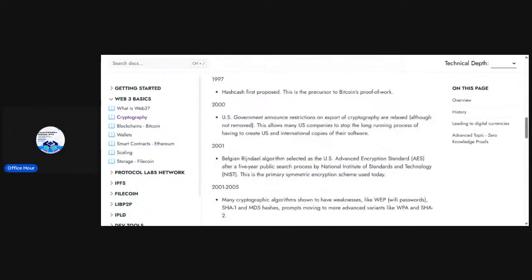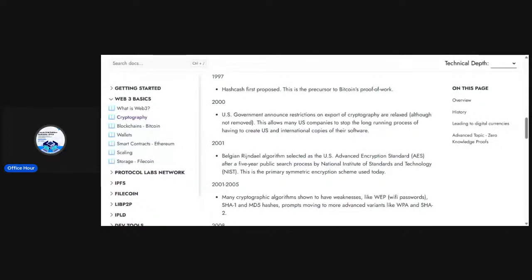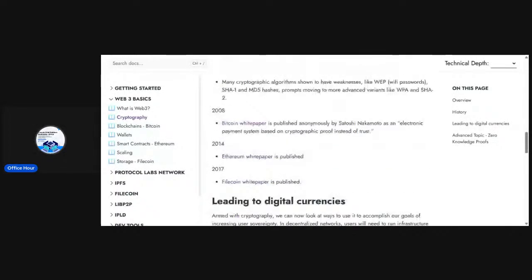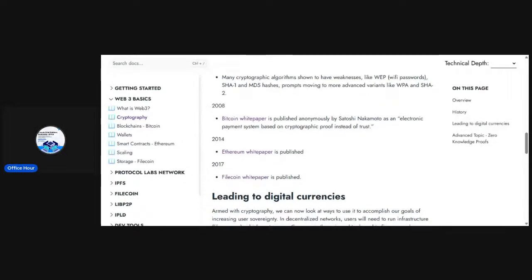Restrictions on export of cryptography were relaxed, although not removed. So this allowed many US companies to stop the lengthy process of having to create US and international copies of their software. In 2008, the Bitcoin white paper was published by Satoshi Nakamoto as an electronic payment system based on cryptographic proof of work instead of trust. Then the Ethereum white paper was also published in 2014. In 2017, the Python white paper was published as well, leading to digital currencies.